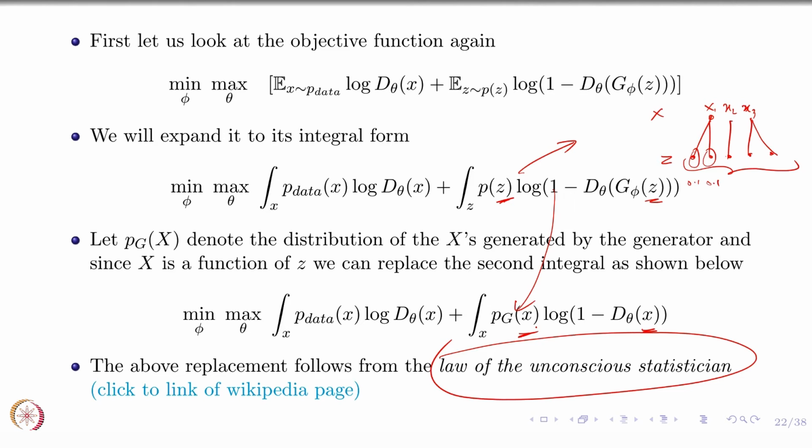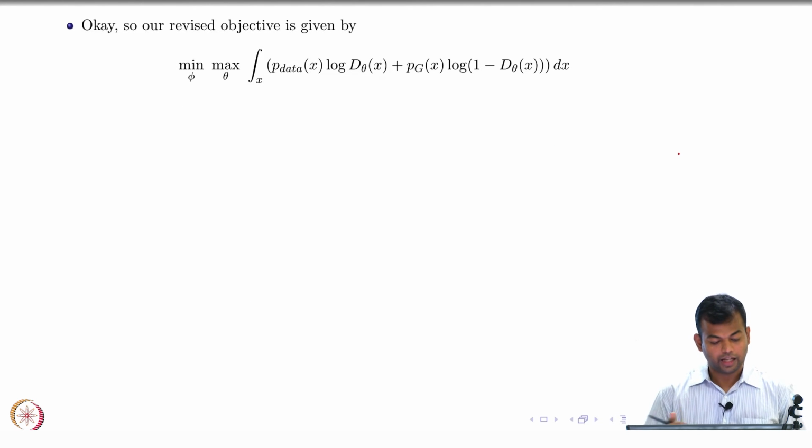And the reason I'm doing that is I already have one integral with respect to x, so I wanted the second integral also to be with respect to x. And the second thing was I wanted p data and pg. So I now have p data and pg. Does that make sense? And remember, this pg is actually a function of pz. You can write it as that. Is it okay? Fine. So now this is our revised objective function.